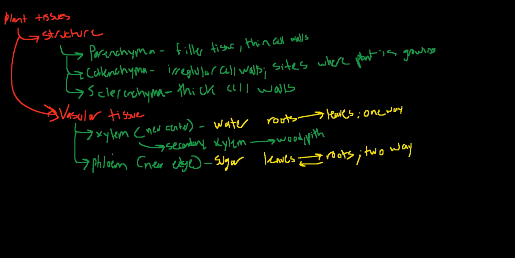So the main takeaway between the xylem and the phloem: the xylem is water, the phloem is sugar. W and X go together, and the xylem is one-way delivery and phloem is two-way delivery. The secondary phloem gives rise to the bark and something called cork cambium.